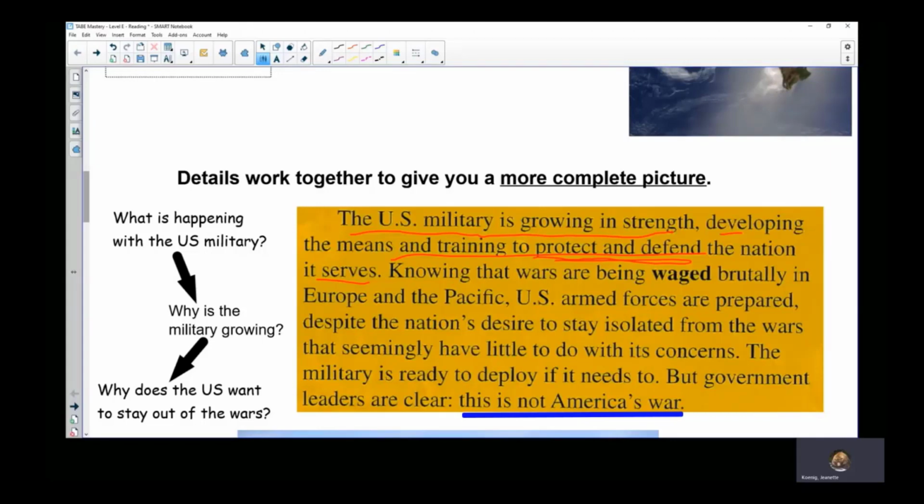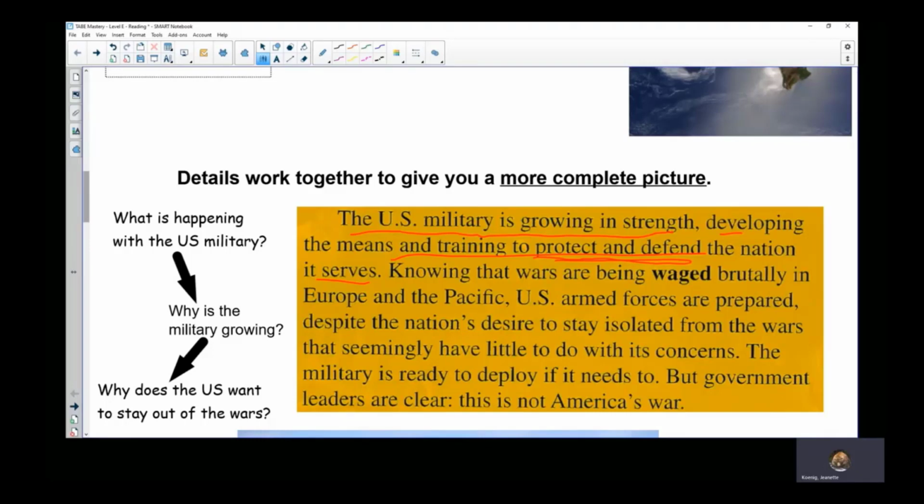So I don't think they have anything to protect or defend us from, because it just said it's not America's war. You're right. There is a little bit more to it, though. There were a lot of people, I mean, this was the common theme back then. This is not our war. Why do we have to build up the military?